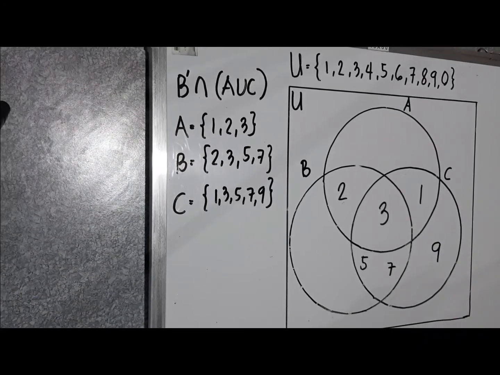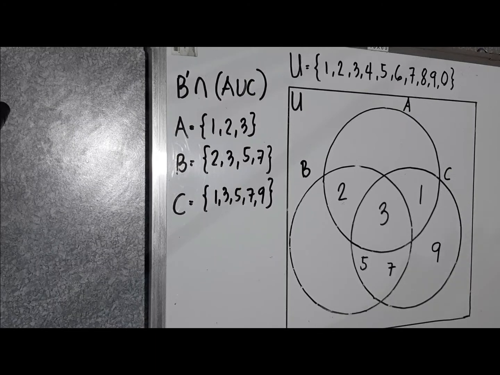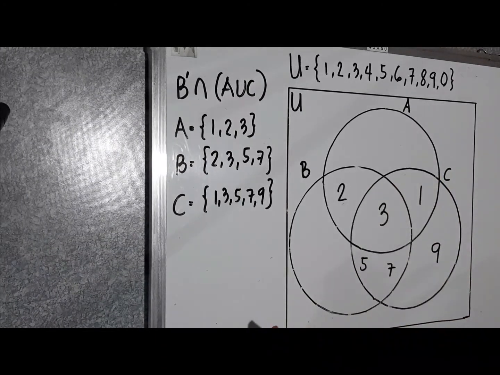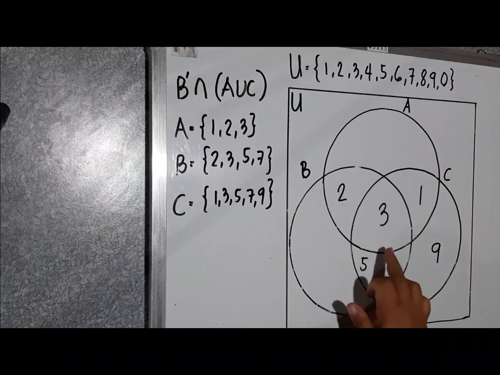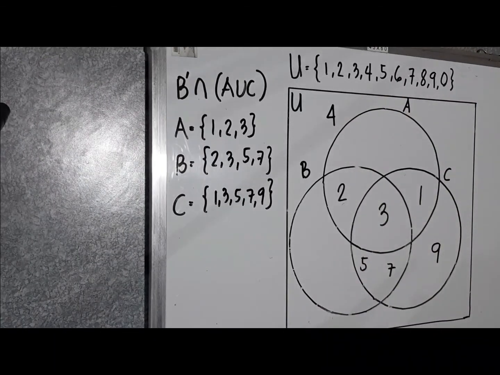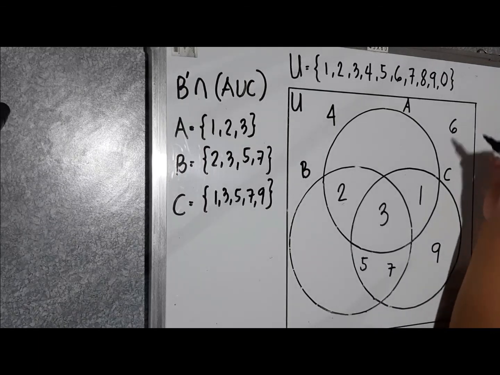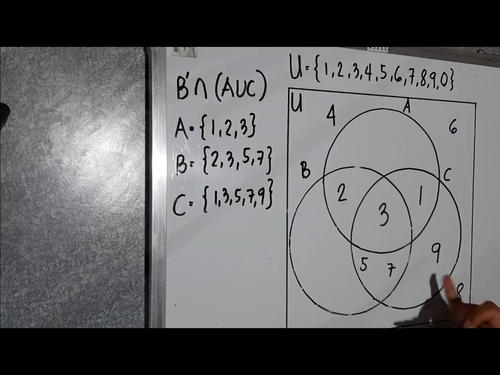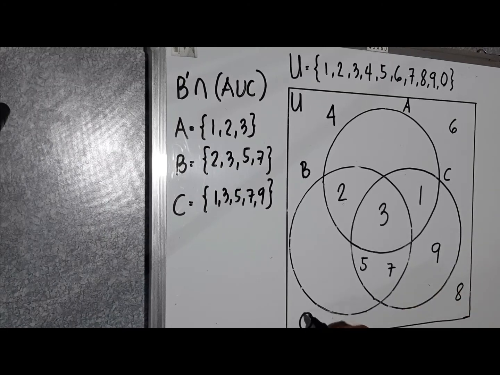Then, let's check the universal set. What numbers have we not yet written in the three circles that represent our sets? So we have 1, 2, 3. We don't have 4 yet. So you write it here, 4. 5. We don't have 6 yet. Write here 6. Then 7. We don't have 8 yet. We have 8. 9. Then we don't have 0. Write 0 here. Okay, now.